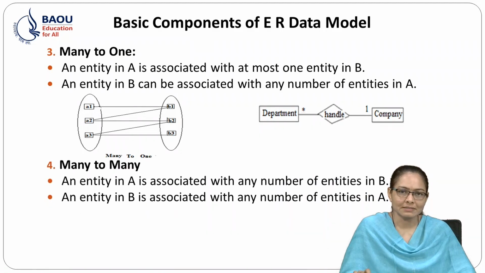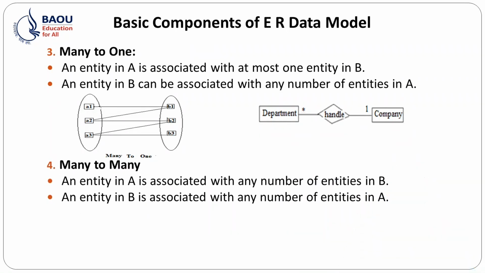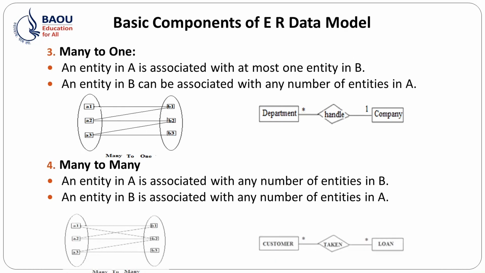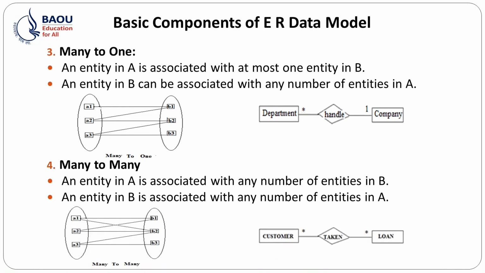Now, the next is the many to many relationship. The entity in A is associated with any number of entities in B, and an entity in B is associated with any number of entities in A, which is called a many to many relationship. For example, many customers taking many loans is a many to many relationship. So, here both sides are described by the star. Star means many to many relationship.